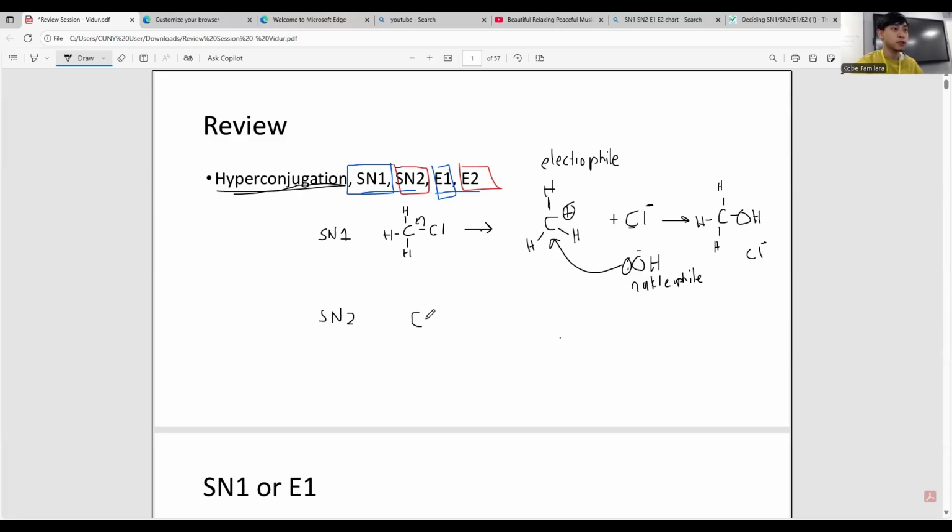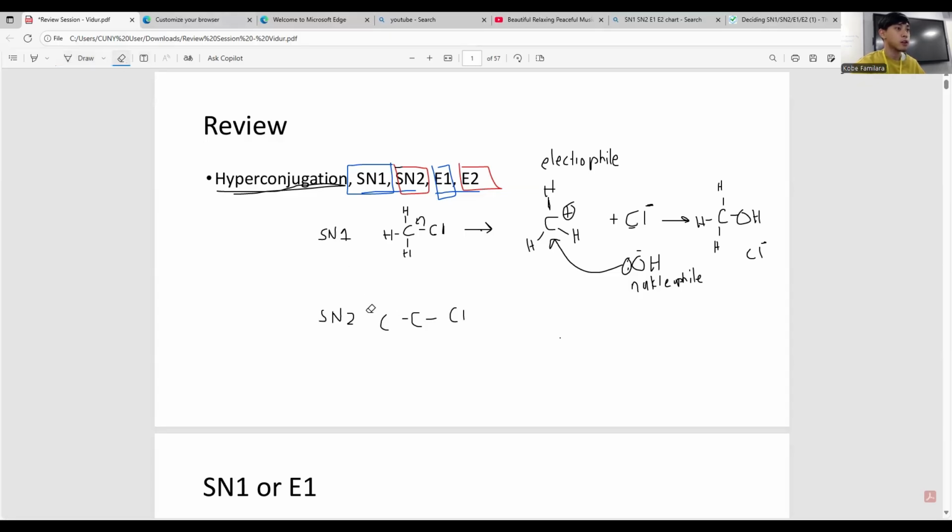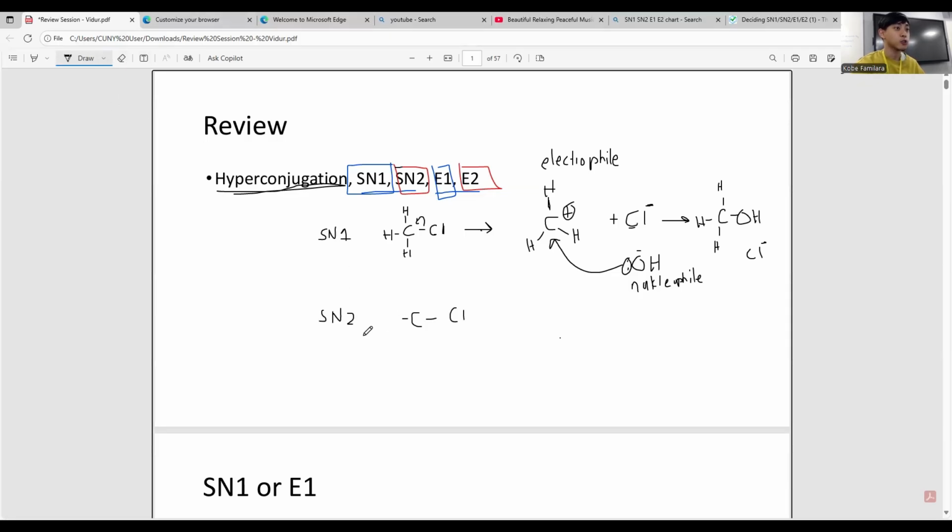But in an SN2 reaction, the nucleophile actually helps that chlorine to leave. So there's going to be two reactants: the hydroxide ion as well as the methyl chloride. So in the SN2, all of this happens in one step.